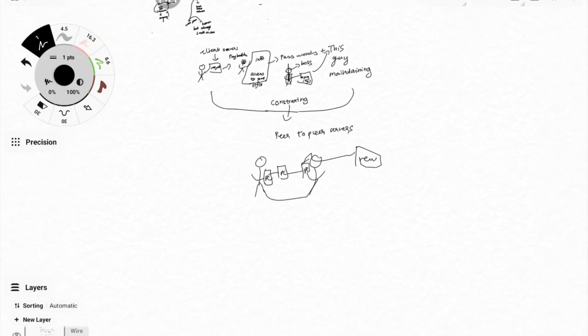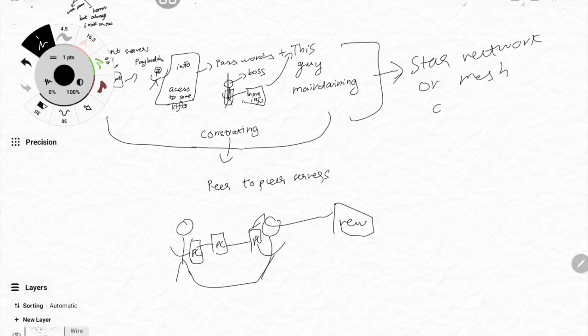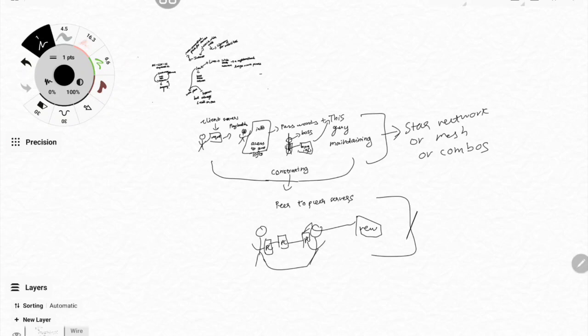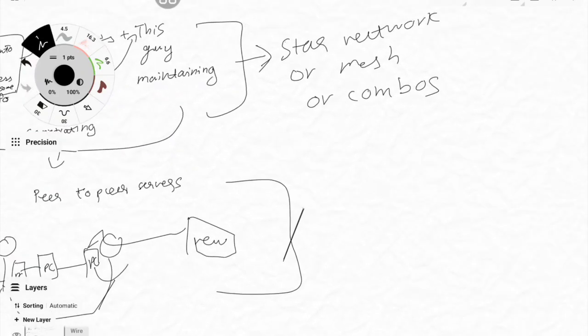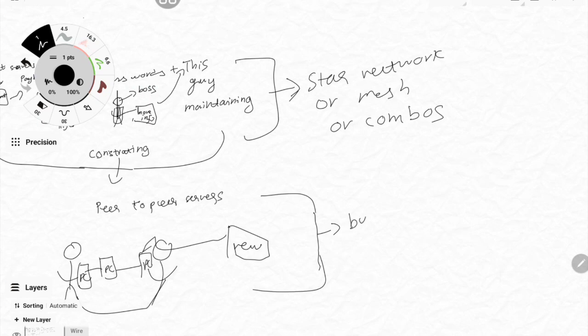Now we'll talk about network topologies. These types of topologies include star networks, mesh, and bus. With peer to peer, mostly it's bus.